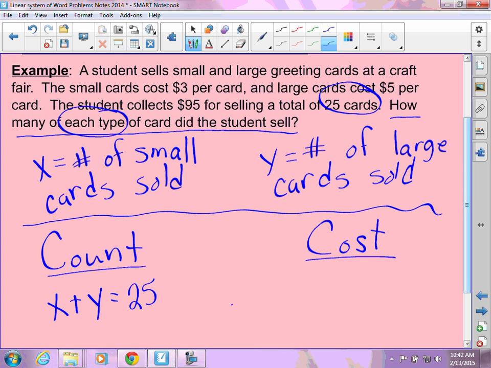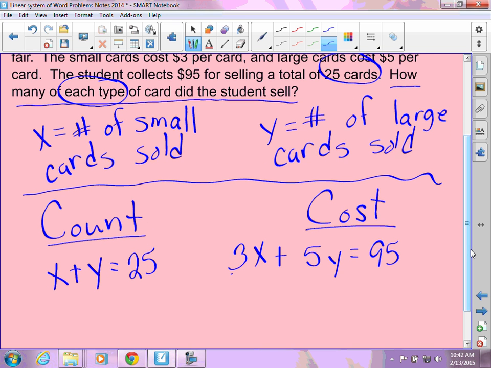Okay, now I've got cost or value, all right? What is a small card worth? $3. So I'm going to write 3x because each card is worth $3, right? Okay, plus, how about a large card? $5. So it's going to be 5y equals 95. Why 95? Because that is the total of all those cards, right? Okay, questions?